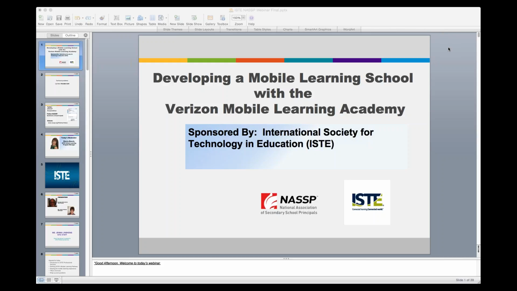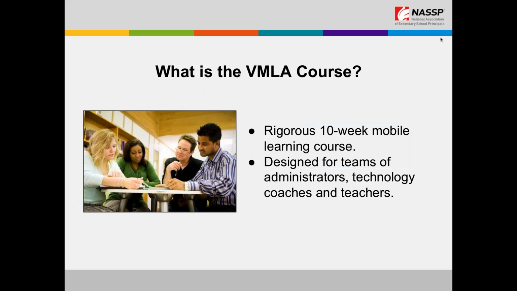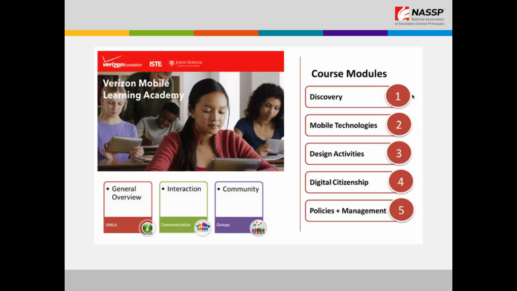The course is delivered in Canvas, which is a learning management system, and it includes 5 modules that last 2 weeks each. You begin with some discovery, an opportunity to do some needs assessment work around mobile learning using the ISTE standards and the ISTE essential conditions, so you get a sense of where you are as you start the course. You then have an opportunity to explore the various mobile technologies that you do have and begin thinking about what you might want to add, what kinds of things are available to you.